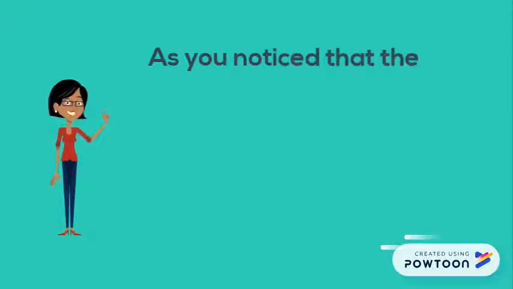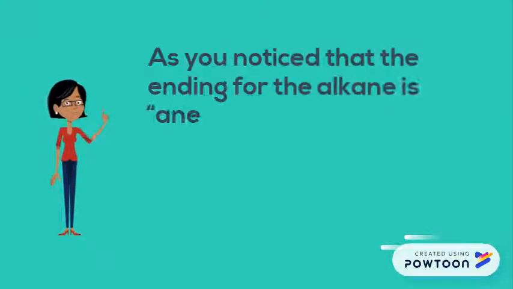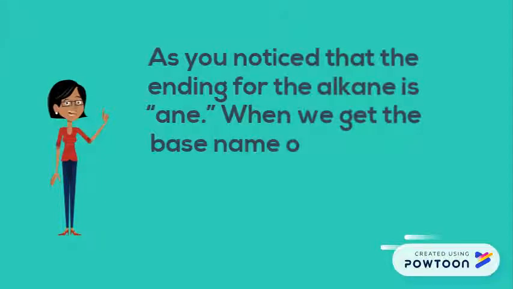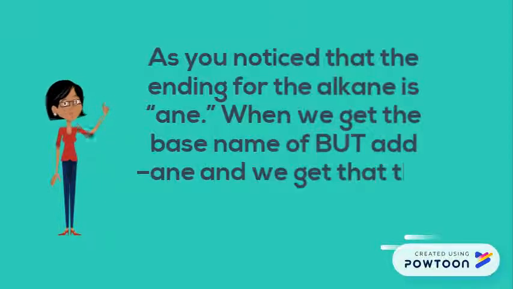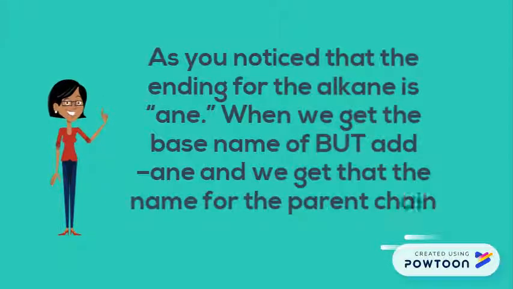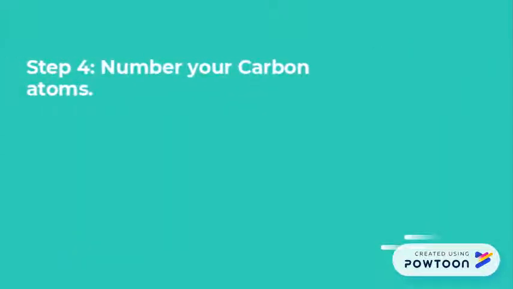As you noticed, the ending for the alkane is "ane." When we get the base name of "but," add "ane" and we get the name for the parent chain, which is butane.